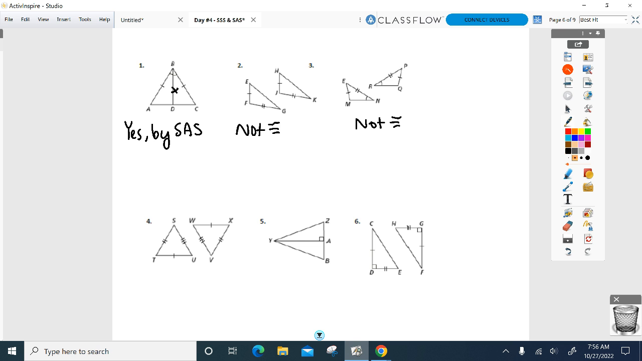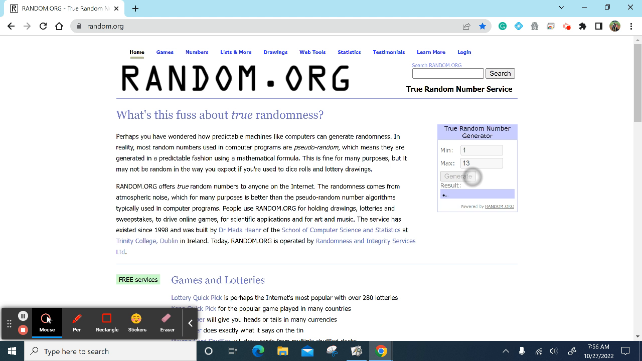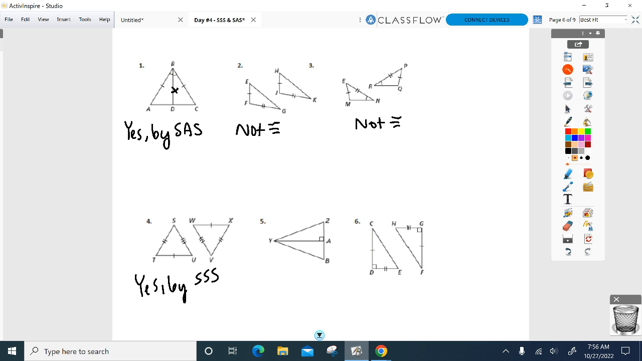I said yes by SSS. Darn right you did. This is side, side, side, everyone. Good. How about 5? Anything for 5? No. Take a look. Hopefully you marked your reflexive side, but even when you marked it, it's still not good enough. Side angle's not a way, right? How about 6?